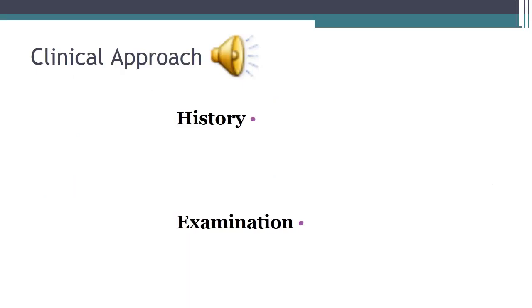Clinical approach to the patient with head trauma. Very important is the history taking, followed by proper clinical examination.